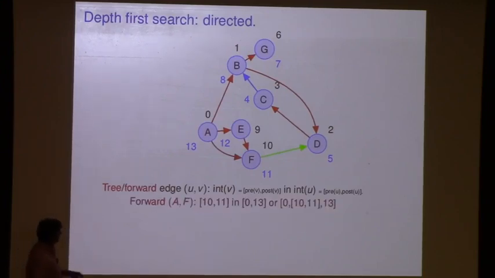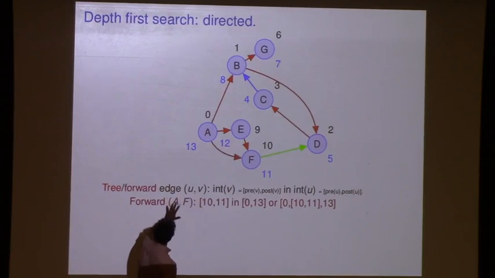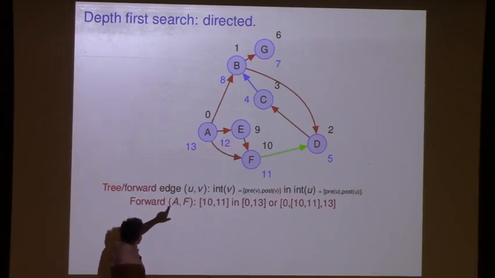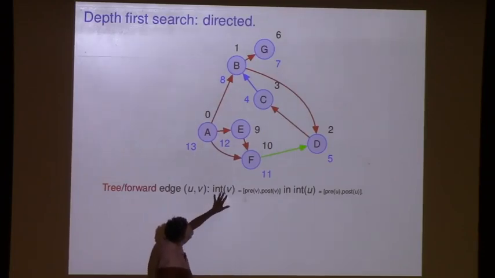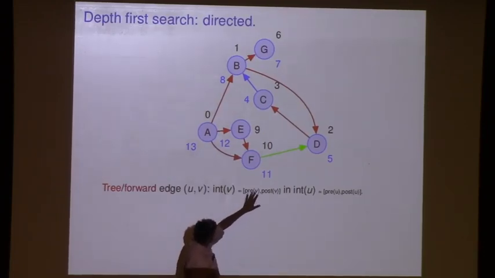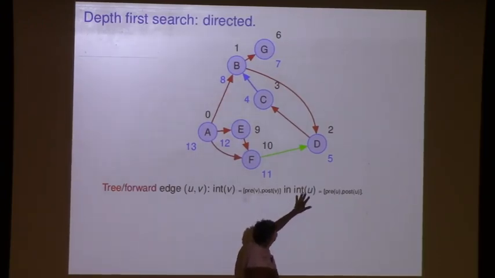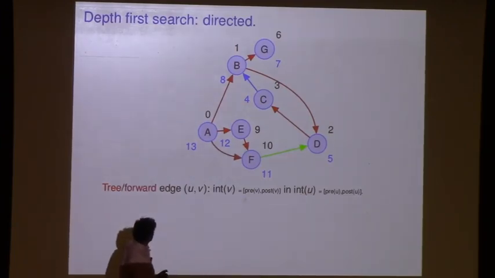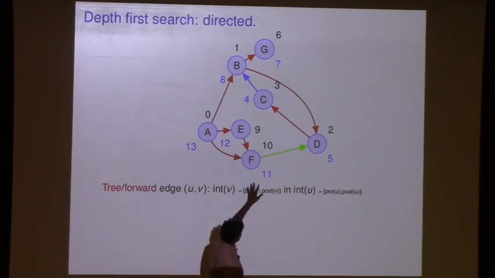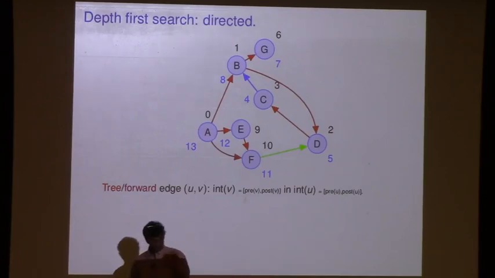Okay, and now we can also see a property here. Let's look at a forward edge, AF. Let's look at the interval. These are the intervals of each vertex. And the interval is the pre and the post. That's an interval. And this interval for this vertex is its pre and its post. Okay, so when this interval is entirely contained in this interval, what does that mean in terms of the stack?